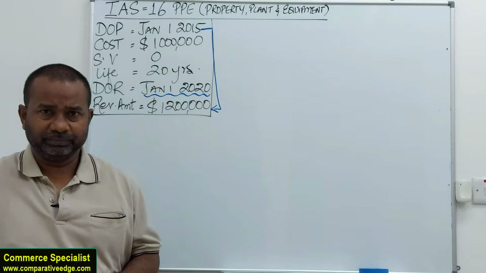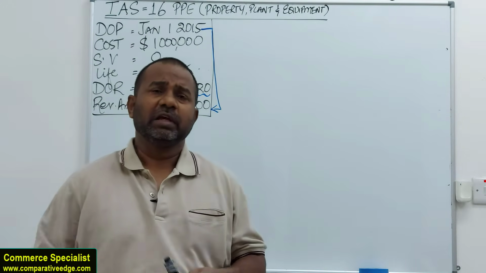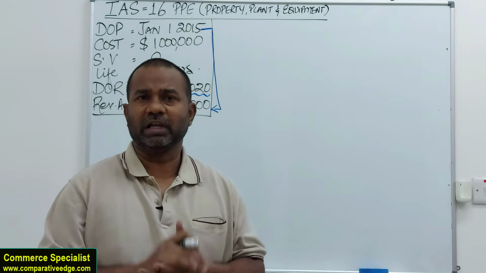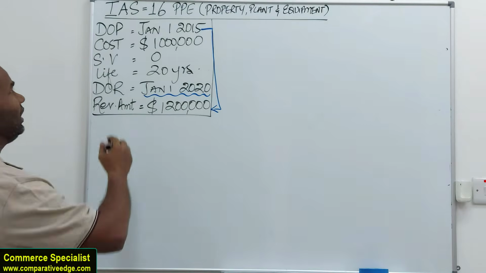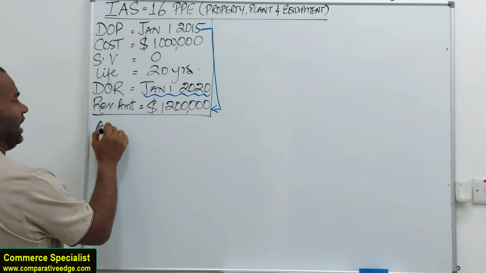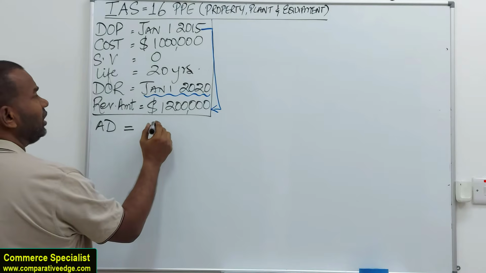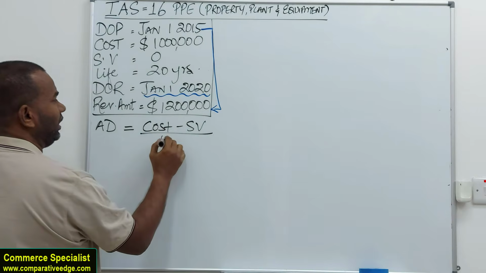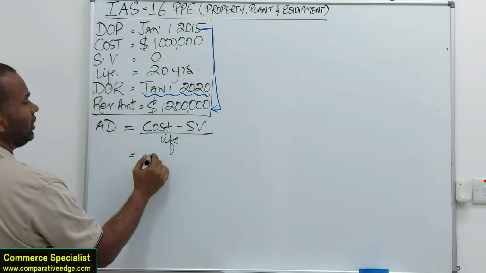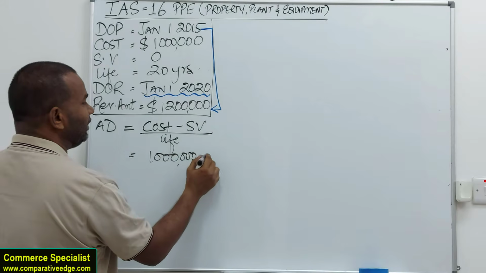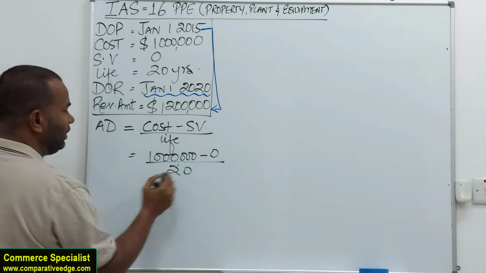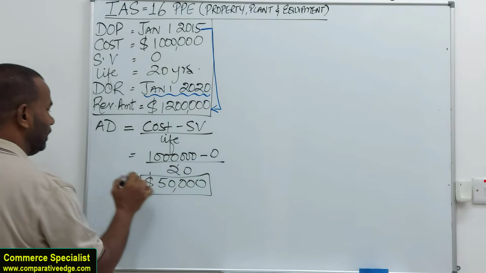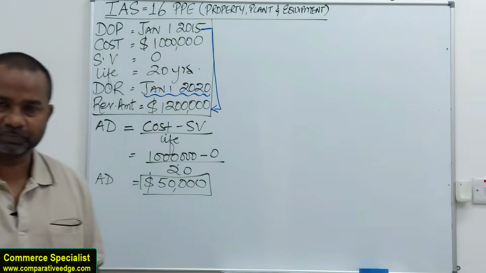What are we going to do now? So please understand, in order to record revaluation, the journal entry, we need to do certain calculations. First of all, let's look at the annual depreciation of the asset before revaluation. The cost was, let's put the formula, cost minus salvage value divided by life, that is the straight line method. So the cost was 1 million, salvage value was 0, life in years was 20. When you do this, you get annual depreciation as 50,000. This is your annual depreciation before revision.